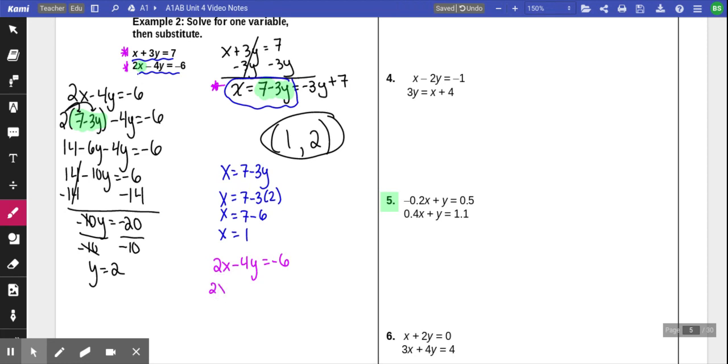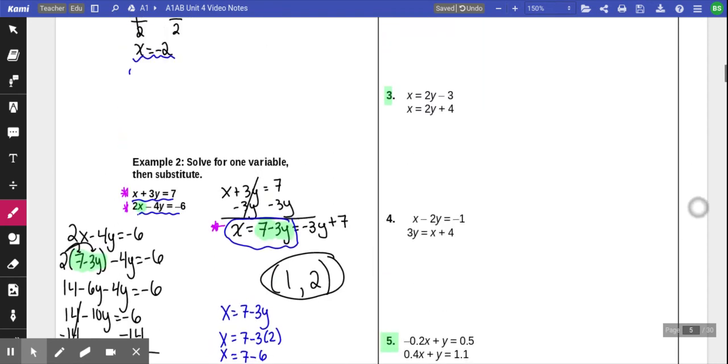So if we said 2x minus 4 times our y, which was 2, is equal to negative 6, or 2x minus 8 is equal to negative 6. If we add 8 to both sides, because we're going to try to solve for x, we get 2x is equal to 2. Finally, we divide by 2, and we get x is equal to 1. And if you notice, that's the same as what we just got. So it won't matter where you plug it in, you're going to get the same answer. And all that work here in purple, you don't have to do.